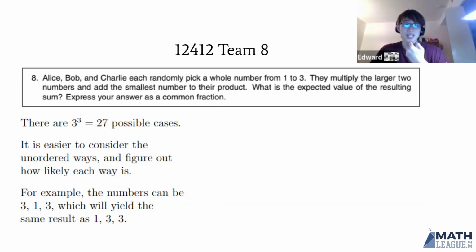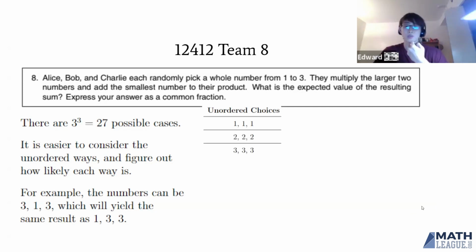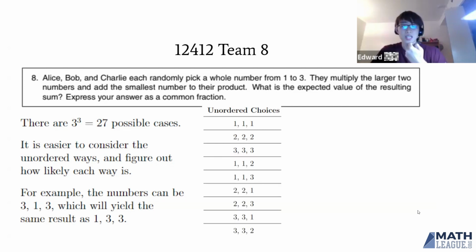So we can put them in a table. We have the unordered choices. They can either be all the same: 1, 1, 1; 2, 2, 2; 3, 3, 3. There could be 2 numbers that are the same, so we have these 6 choices: 3 choices for which one is repeated, and then 2 for which one is not repeated. That's 6. And then we have the case where they're all different. So that's 10 cases in total, which is far fewer than 27. Now for each of these we can find the result, because no matter what order the 3 of them pick the numbers, as long as they pick those 3 numbers, the result is the same.